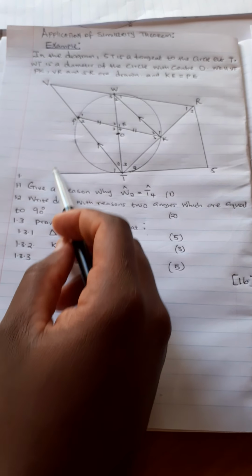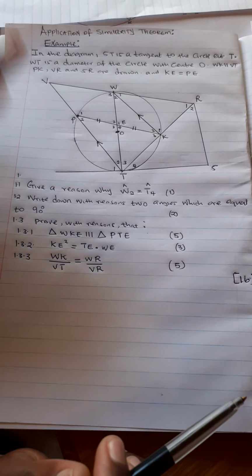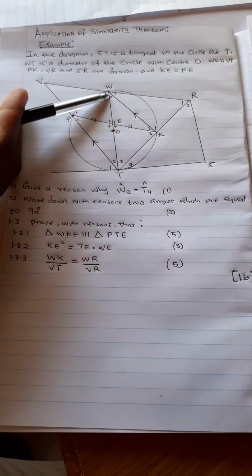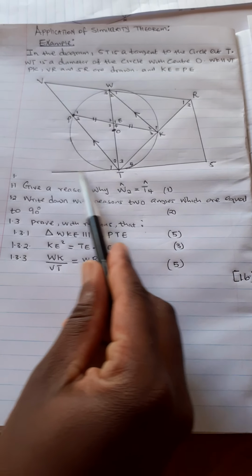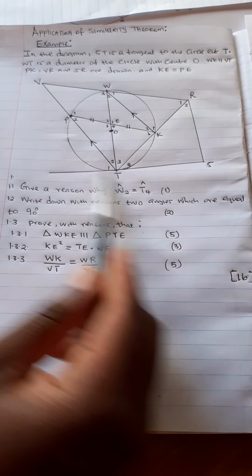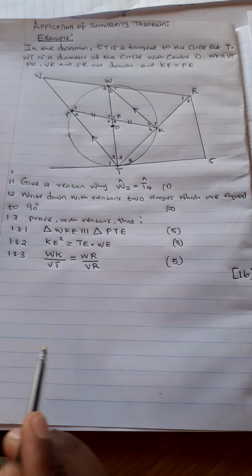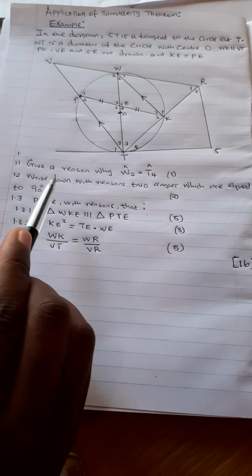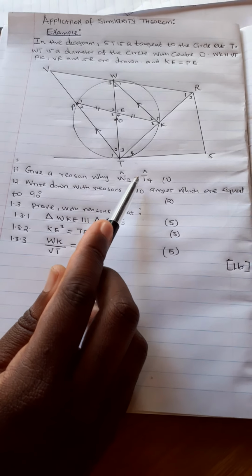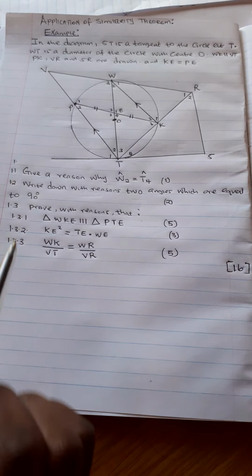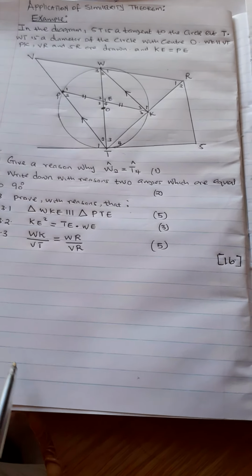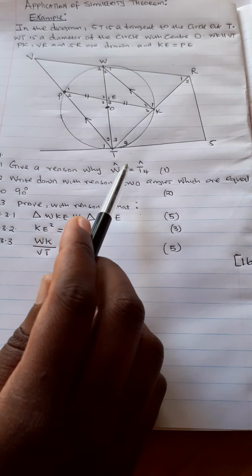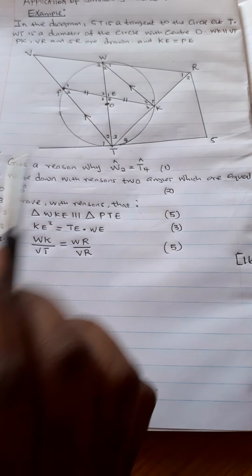So when you study the diagram, before you attempt to answer any question, study the diagram. You see that you're having your diameter there, you're having your tangent there. So you study this diagram before you attack any question. All right, let's go to the first question. Give a reason why W2 is equal to T4. You have to go and check where we are having angle W2 and angle T4.